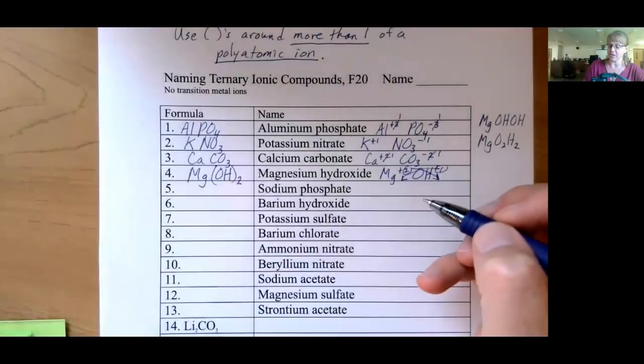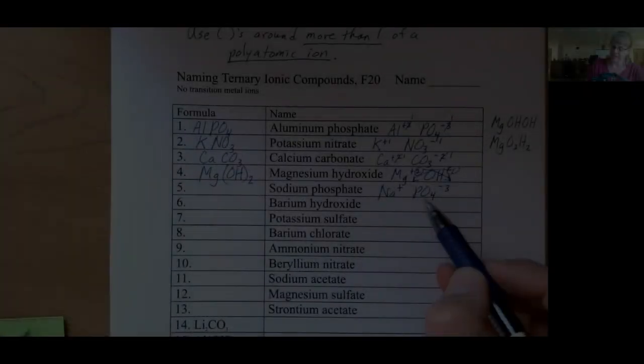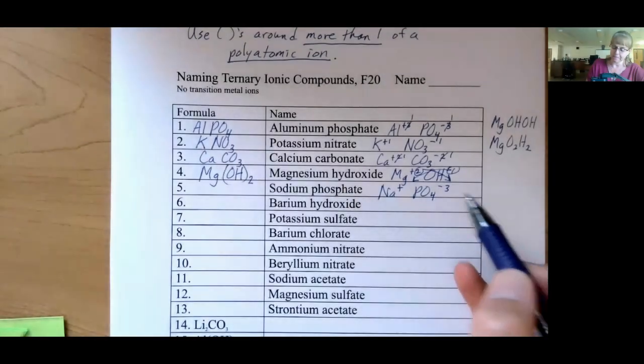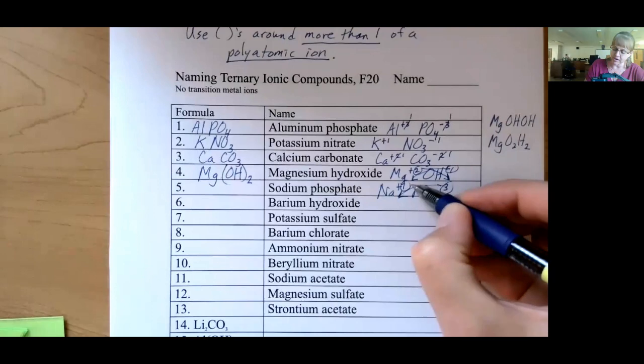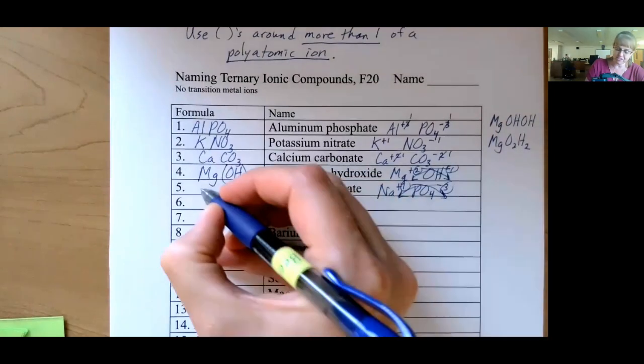All right, you try sodium phosphate. Pause the video and try it now. So sodium has a positive 1, phosphate has a negative 3, and the 1 and the 3 don't cancel, so we just crisscross them. So Na3.